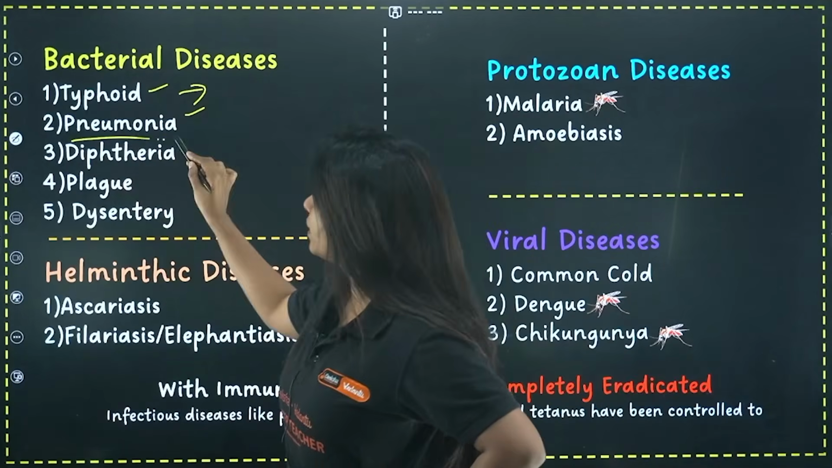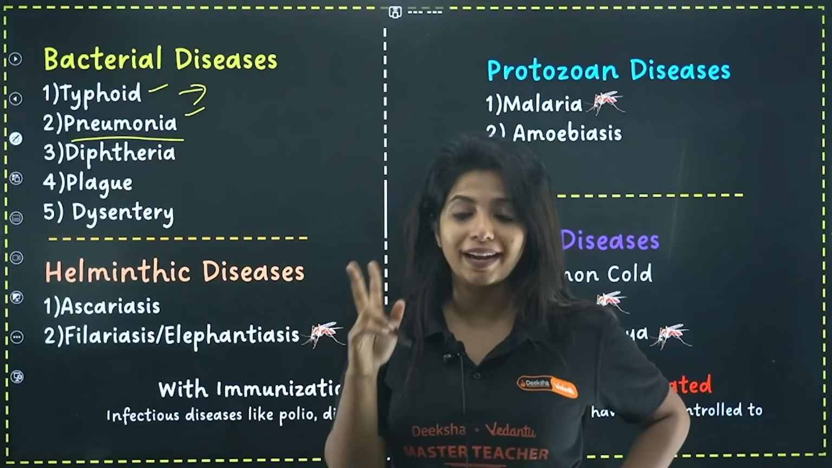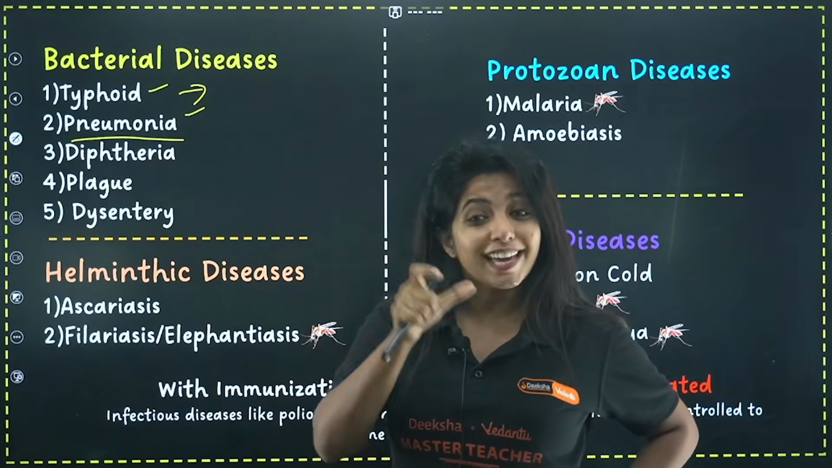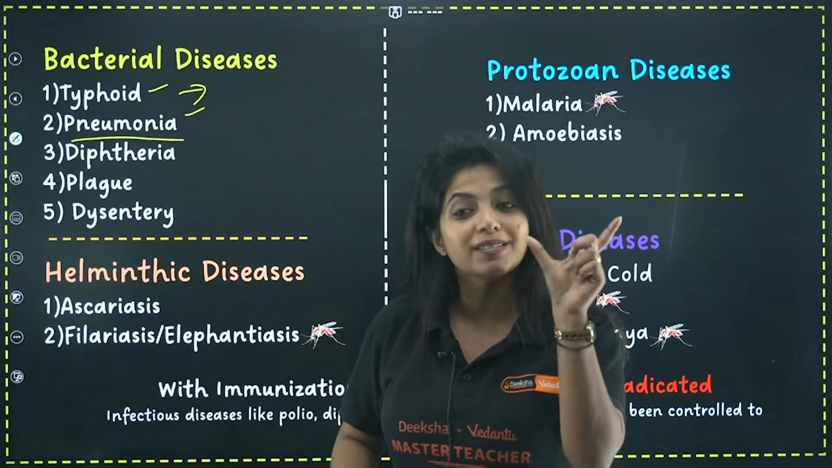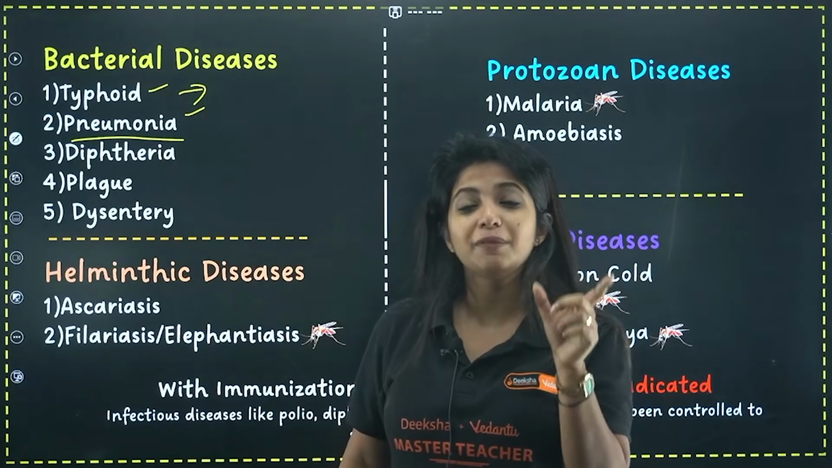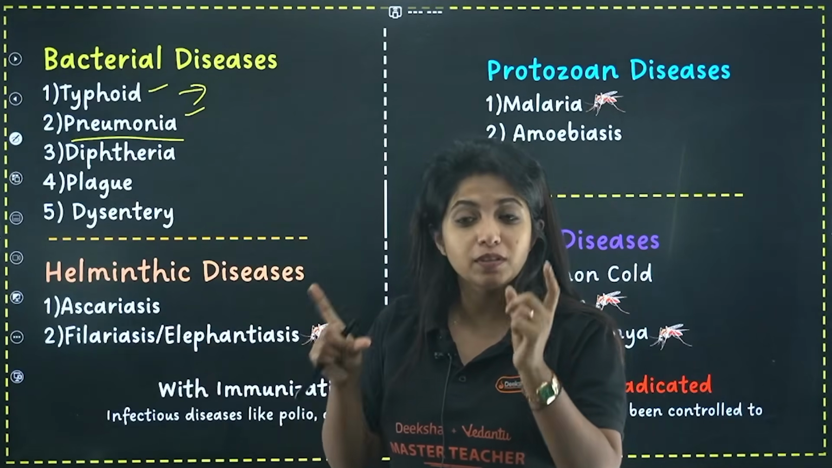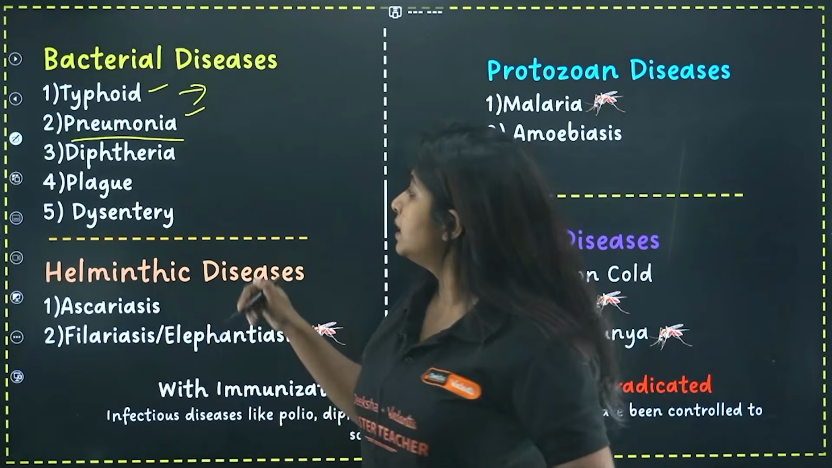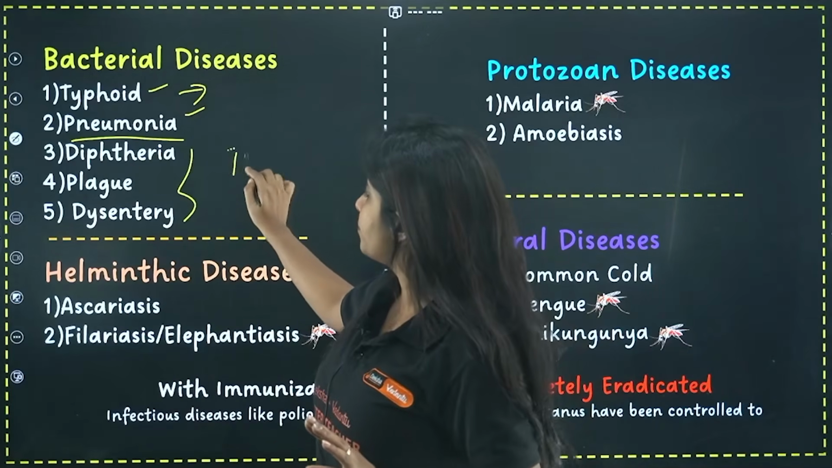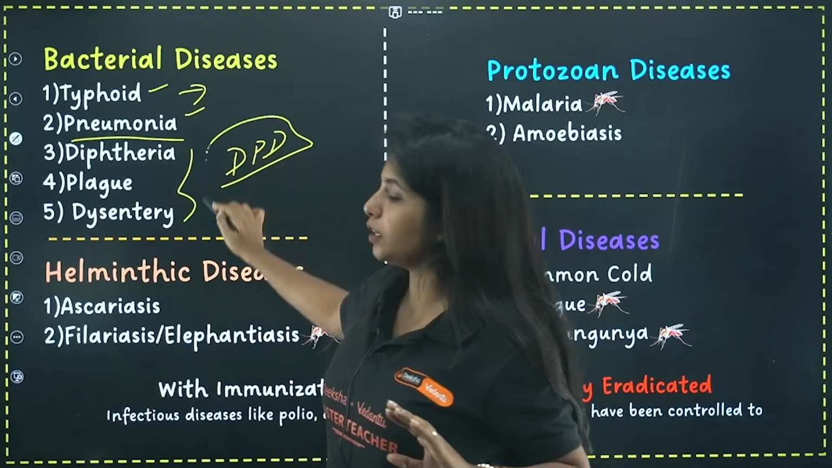Now pneumonia is there, my dear children. Pneumonia is caused by 2 bacteria, Streptococcus pneumoniae and Haemophilus influenzae. Haemophilus influenzae is different, Streptococcus pneumoniae is different. Sometimes they will ask you pneumonia is caused by Haemophilus pneumoniae. Both the names are being mixed. Please do not be confused. Go through them. Diphtheria, plague and dysentery, they have just mentioned that they are bacterial diseases. So DPD, you can remember like that.